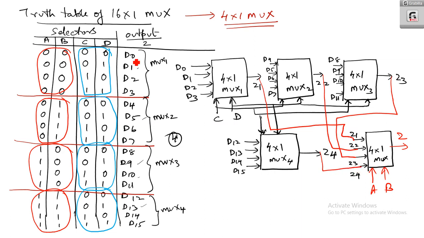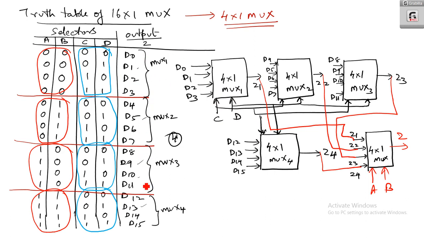Okay. So what you can see, the last mux will select from which mux. That means from mux 1, mux 2, mux 3 or mux 4, which output is coming, and from that it will select which mux, and that each mux selected which data is there. Okay. So that is how we are realizing a 16 by 1 mux using 4 by 1 mux. Okay. That means here the key concept is when C is equal to 0, D is equal to 0, which are the data that can be selected?